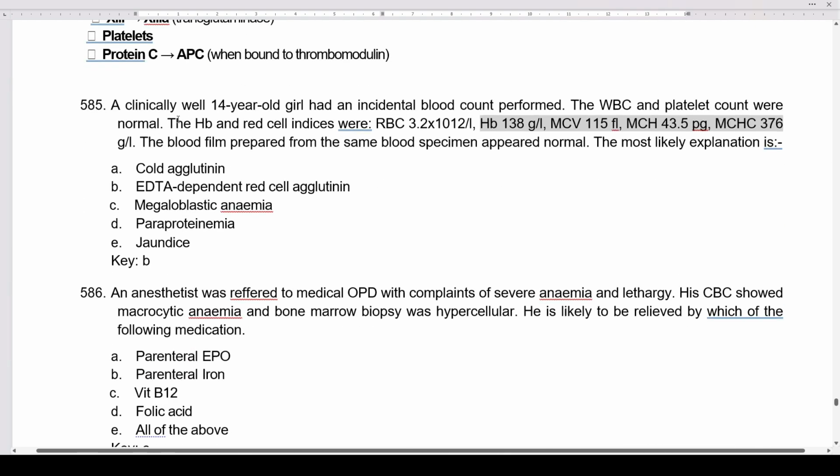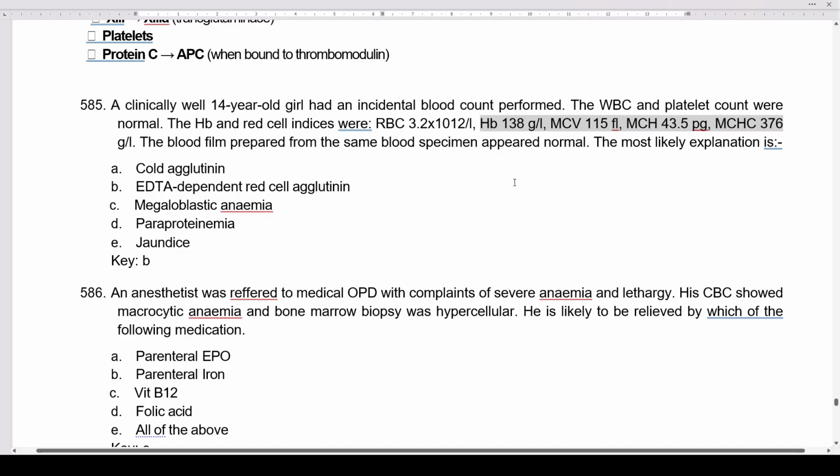Next is, a clinically well 14-year-old girl had an incidental blood count performed. The CBC and platelet count were normal. HB and red cell indices were: RBC is 3.2, HB is 138. Okay, so it is erroneously prolonged. MCV 115, MCH 43, MCHC 376. The blood film prepared from the same blood specimen appeared normal.